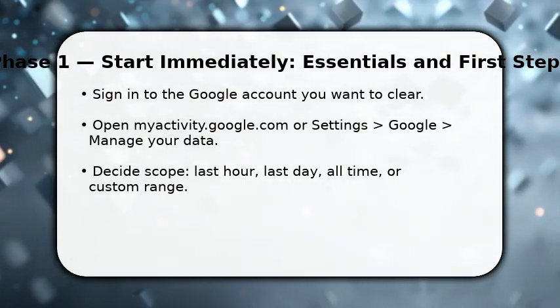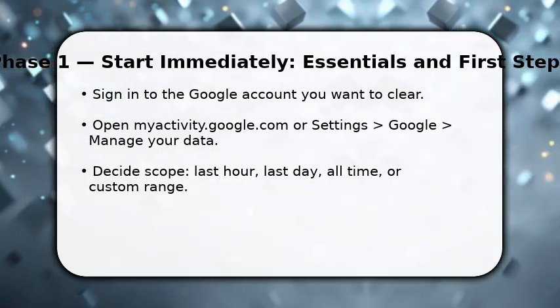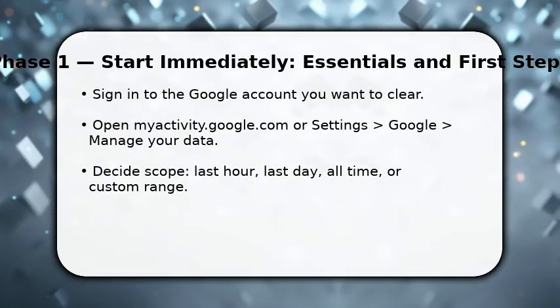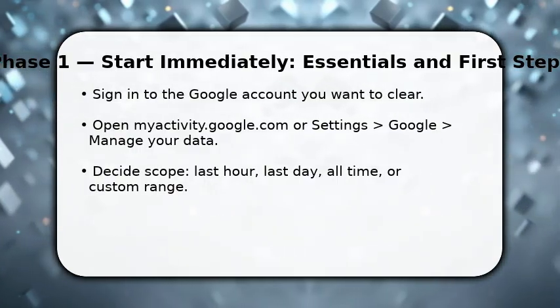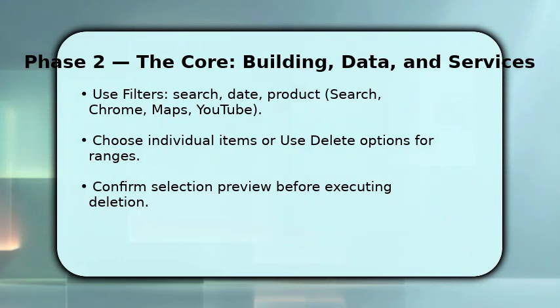Make a choice now. Do you need the last hour, the last day, all time, or a custom range? Select that scope so the next steps act precisely and avoid deleting unrelated accounts. Once in My Activity, use filters to narrow results by product, date, or search term. This is crucial when you want surgical removal instead of broad deletion.